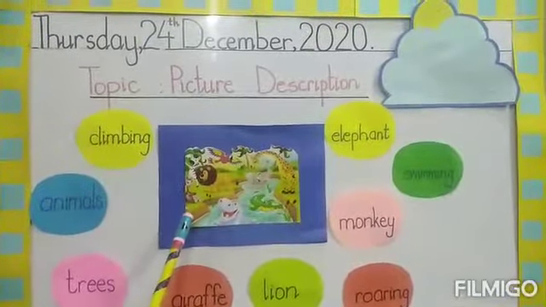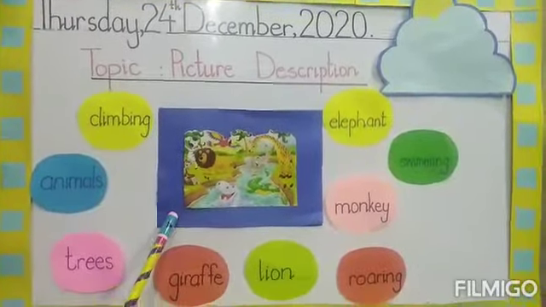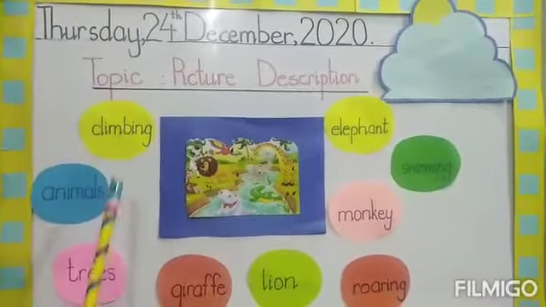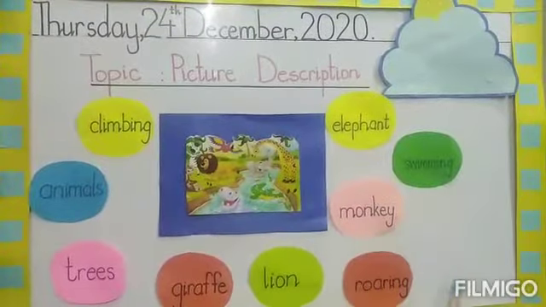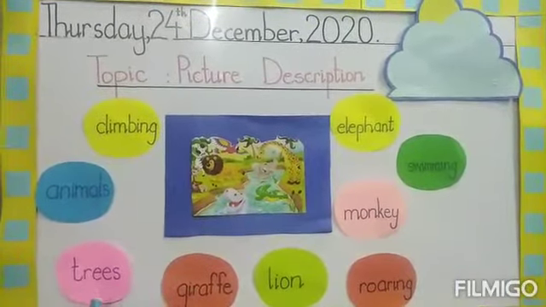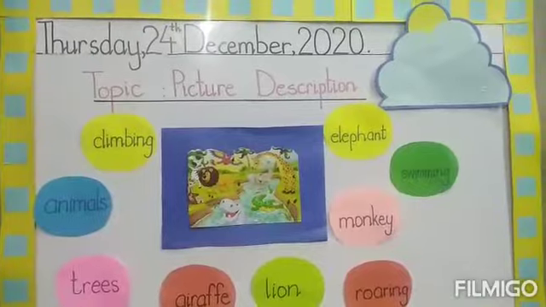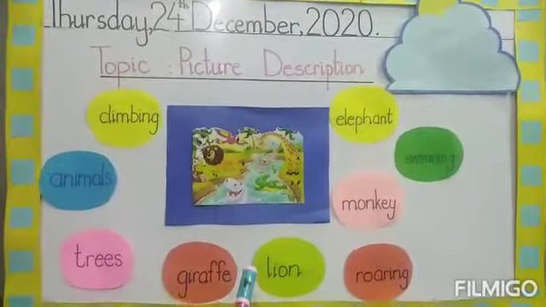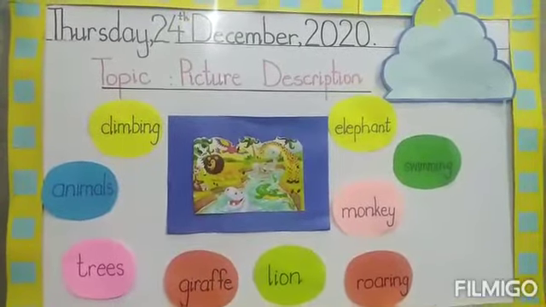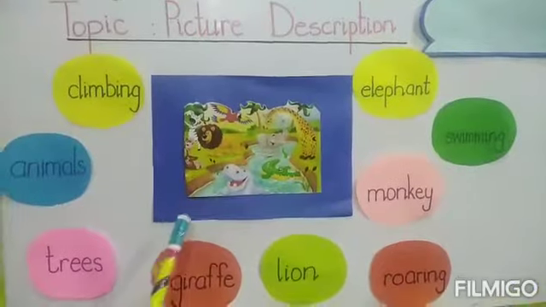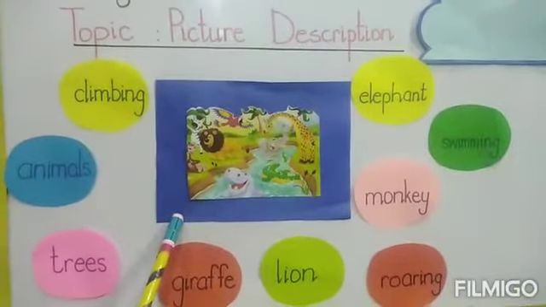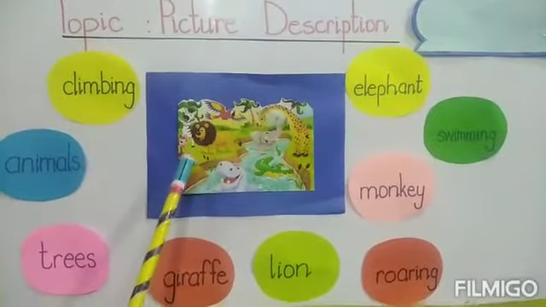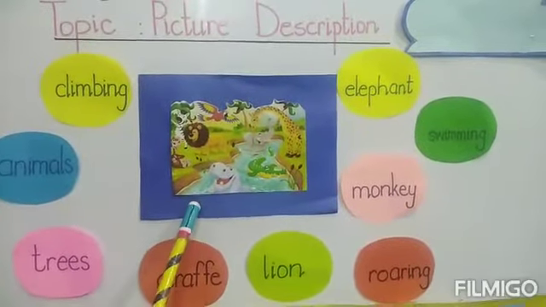So here I will tell you how to describe a picture. Here we have a beautiful picture and here we have some helping words. With the help of these words, we will describe the picture. So first of all, look at the picture carefully. This is a picture of a jungle.